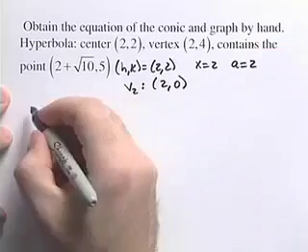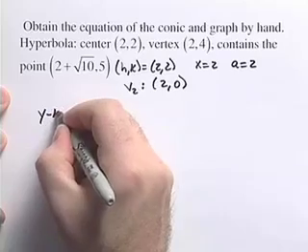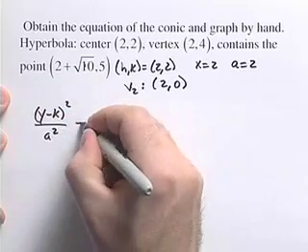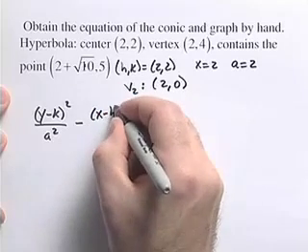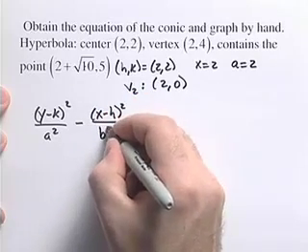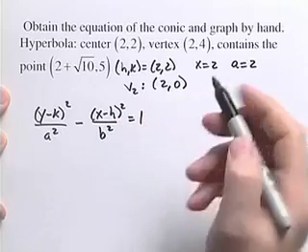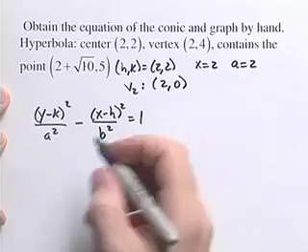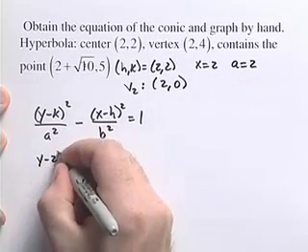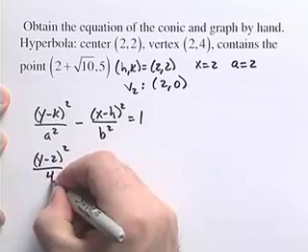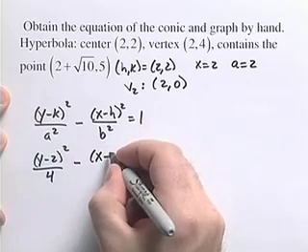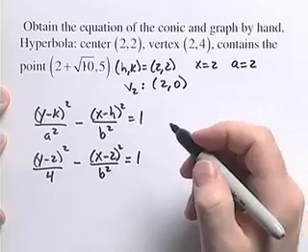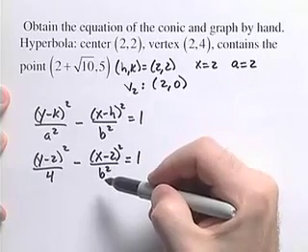The form of our equation then is going to be (y − k)² over a² minus (x − h)² over b² is equal to 1. We know that h is 2, k is 2, and that a is equal to 2. So that gives us the form (y − 2)² over 4 minus (x − 2)² over b² is equal to 1. We still need to determine the value for b².